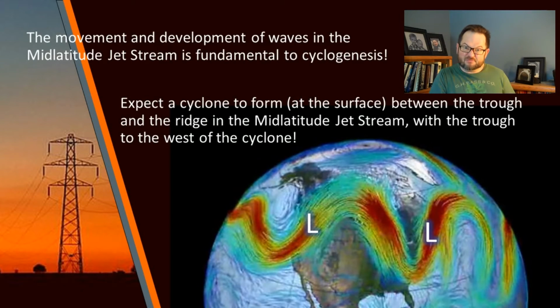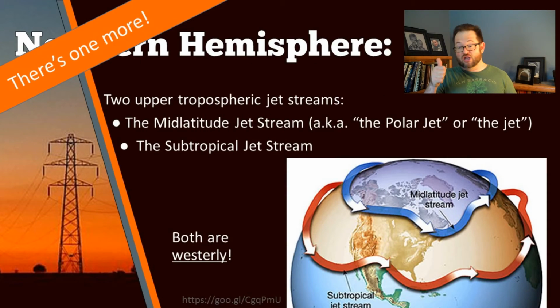But down at the surface beneath it, you should expect to find cyclones forming. And in fact, the cyclogenesis is happening in a particular place. It's happening between the trough and the ridge, with the trough to the west and the ridge to the east. Okay, they don't happen inside the trough, they don't happen inside the ridge, they happen between the trough and the ridge, but you want the trough to the west and the ridge to the east to be getting cyclogenesis at the surface.